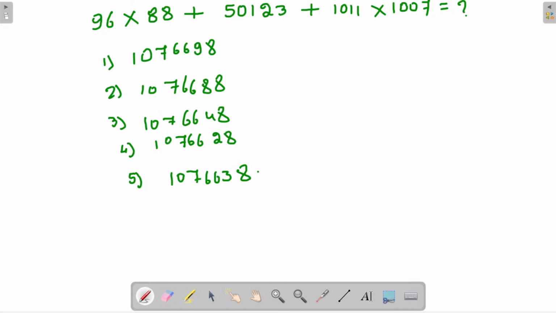Most of the time when we solve questions like 96 into 88, we use the previous base method. That's okay, fine. But remember, if they give any question in bank exams, especially simplification questions, the time is 20 to 25 seconds. We have to solve the questions in 20 to 25 seconds. Is it possible to solve this question in 20 seconds even if you use that previous method?